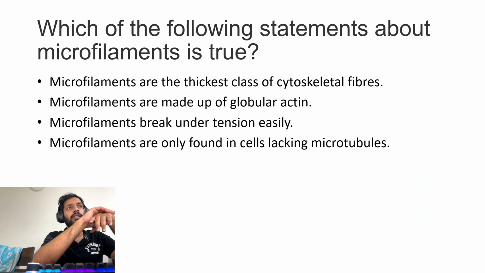Okay. Which of the following statements about microfilaments is true? Microfilaments are the thickest class of cytoskeletal fibers. Microfilaments are made up of globular actin. Microfilaments break under tension easily. Microfilaments are only found in cells lacking microtubules. What do you guys think?